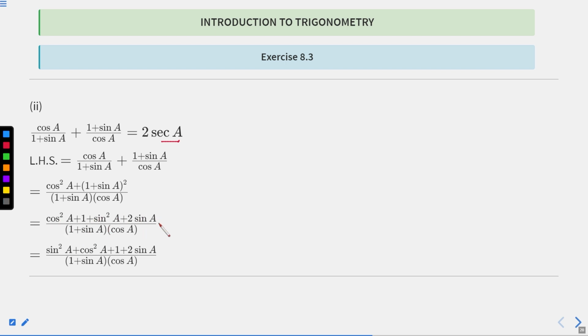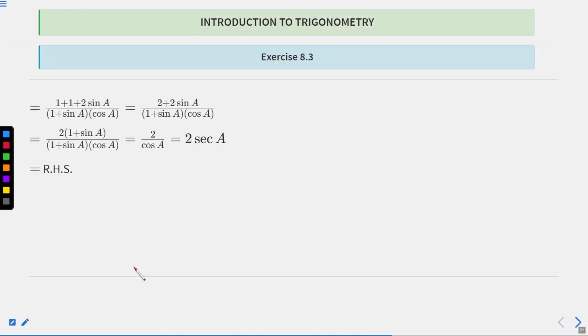and this is equal to cos square A plus 1 plus sin square A plus 2 sin A divided by (1 plus sin A) into cos A, and this is equal to sin square A plus cos square A plus 1 plus 2 sin A divided by (1 plus sin A) into cos A. Okay, and if we further simplify it, then this is equal to 1 plus 1 plus 2 sin A divided by (1 plus sin A) into cos A, and this is equal to 2 plus 2 sin A divided by (1 plus sin A) into cos A, and this is equal to 2 times (1 plus sin A) divided by (1 plus sin A) into cos A.